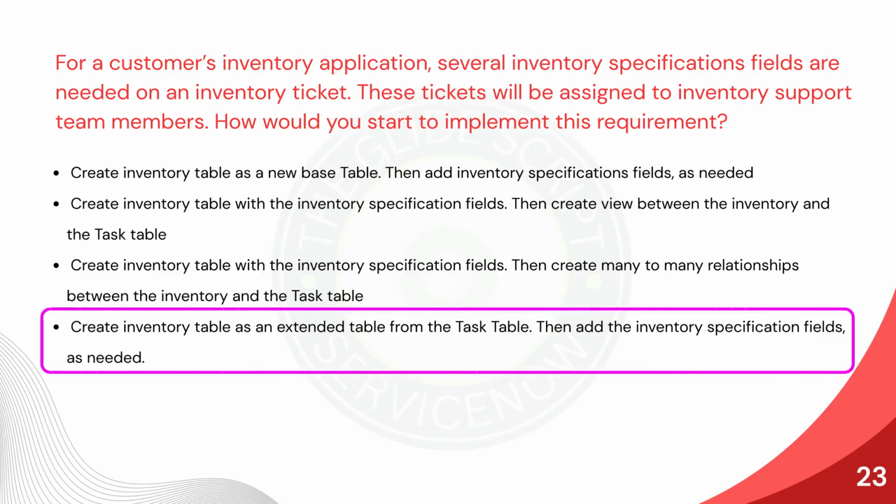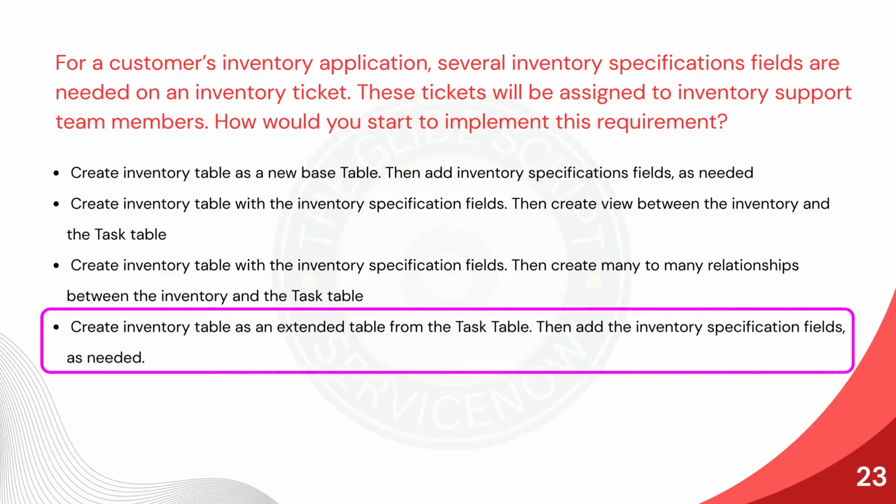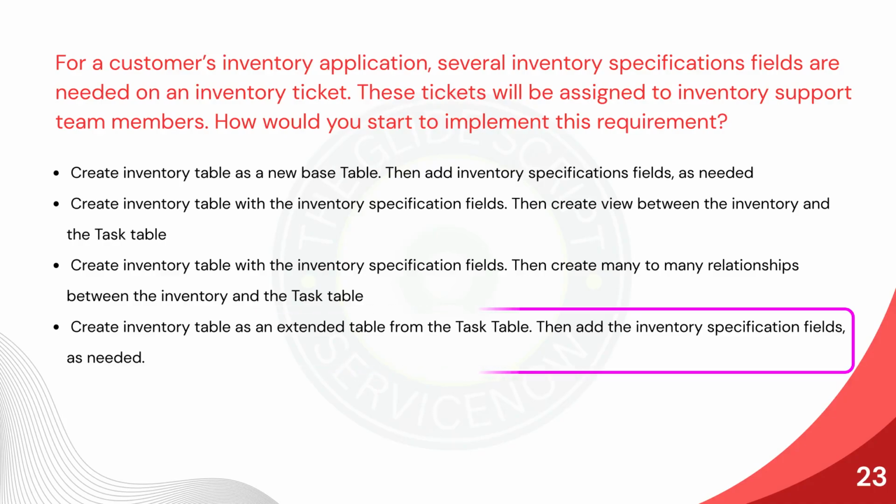Correct option is create inventory table as an extended table from the task table. Then add the inventory specification fields as needed. By extending task, the new inventory table inherits all task related functionality like assignment, SLA, workflow, everything will be extended. You can add custom inventory specification as well to meet the business requirement. So the last option is the correct one.